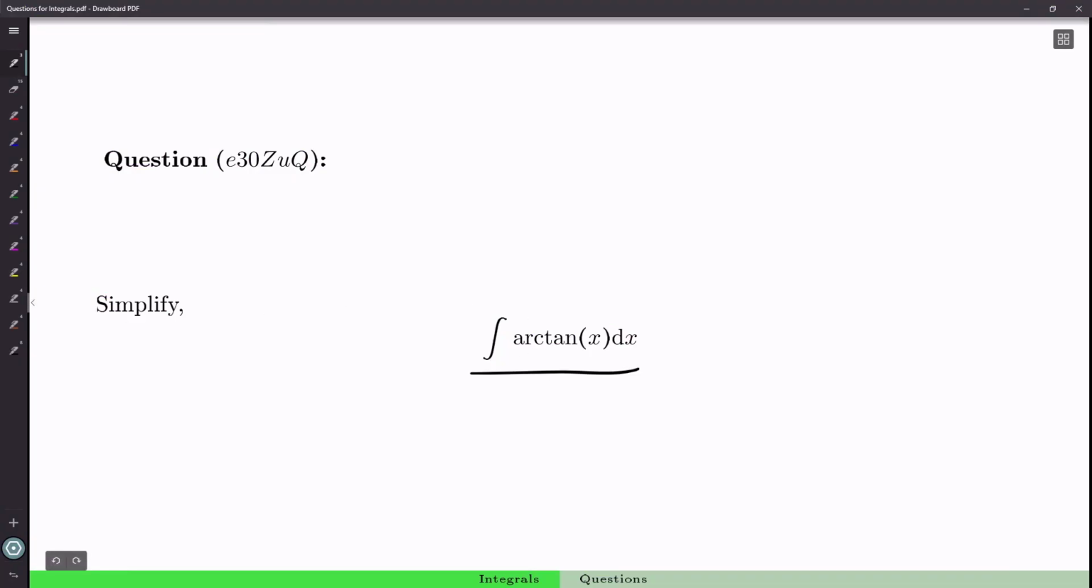Simplify the integral of arctan of x. Okay? So what have we got here? We just have some function, right? We're just integrating some function all on its own. And so you can kind of stop and say, well, where do you go from here? I don't know how to integrate arctan by itself, and yet that's kind of what I need. I just need to find an antiderivative of arctan, and then I'm done.